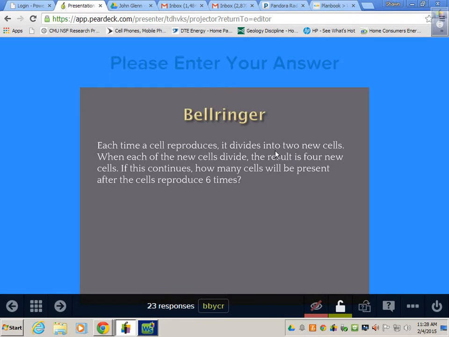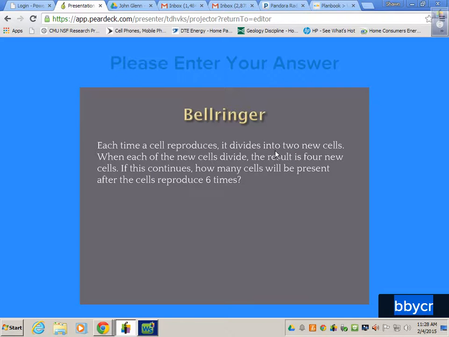All right. So each time a cell reproduces, it divides into 2 new cells. When each of the new cells divide, the result is 4 new cells. If this continues, how many cells will be present after the cell reproduces 6 different times? So basically, this looks like what type of growth? What do you guys think? Exponential or logistic? Exponential. So that's that J-shaped curve.